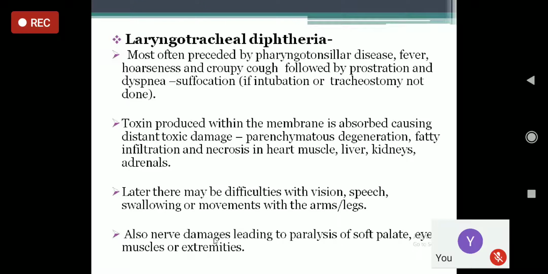So later there may be difficulties with vision, speech, swallowing, and movements of the arms and legs. Gradually, if the child is untreated, or treated very late, then the child will develop difficulties in vision. There will be difficulty in speaking, swallowing, and moving the arms and legs. There can also be nerve damage leading to paralysis of the soft palate, eye muscles, or neck. So laryngotracheal diphtheria is quite serious as compared to pharyngotonsillar diphtheria. It can lead to paralysis of the soft palate, eye muscles, or even paralysis of our extremities, that is hands and legs.